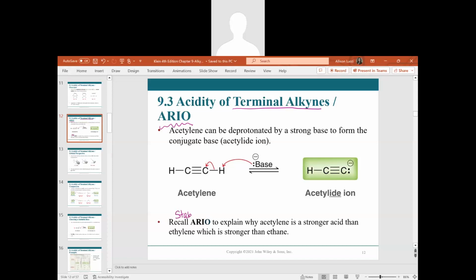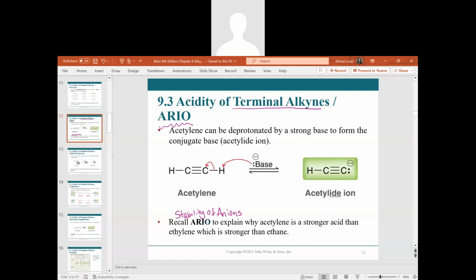So this was introduced back in chapter 3. If you do not remember this, you should go back and check this out. So stability of anions, again, can be predicted or explained through ARIO.